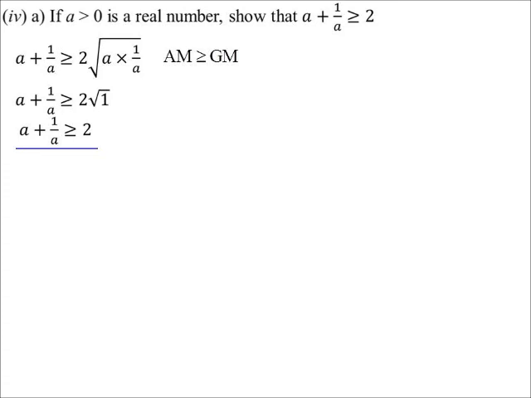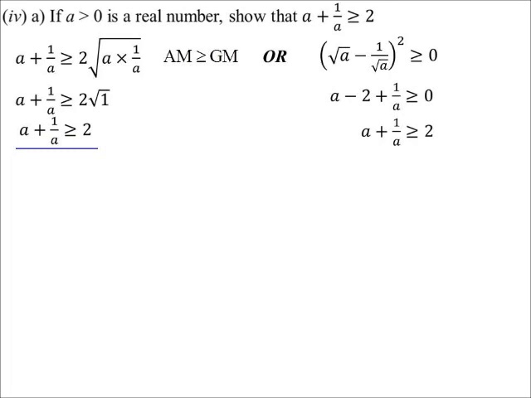Of course, the other way I could have done it, like I did when I actually proved the result, is to start with a known result: the square root of a minus 1 on the square root of a, squared, is always positive. So expand that out and move to the other side and I get the result. So that's another way I could have proven that.